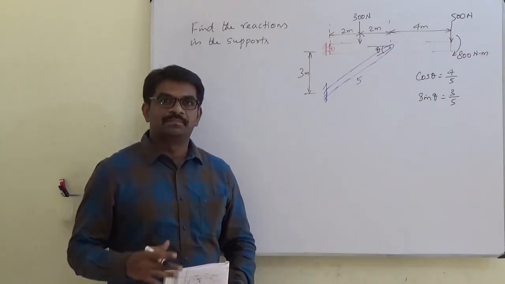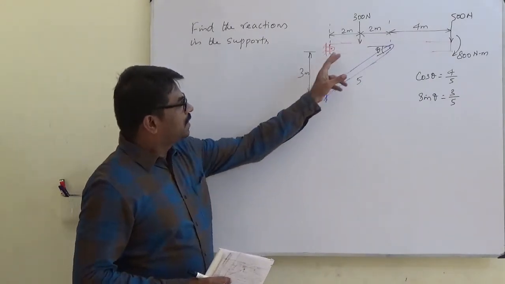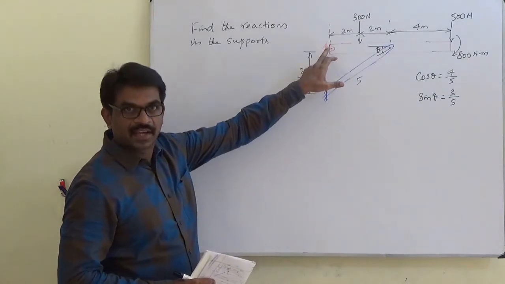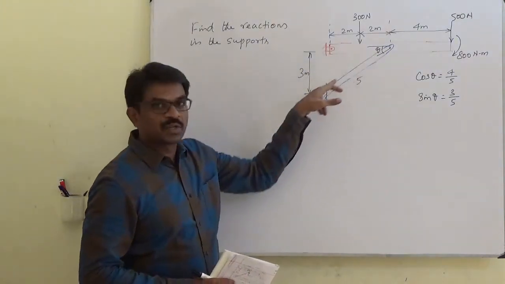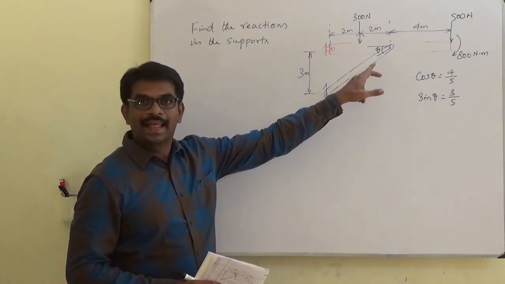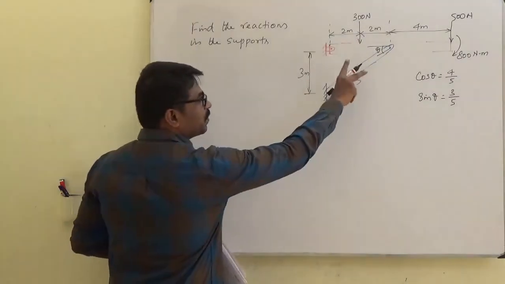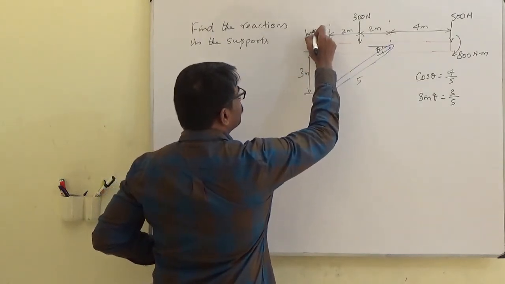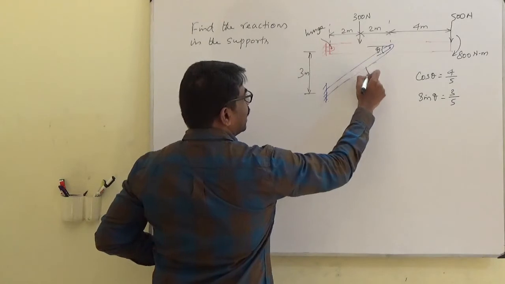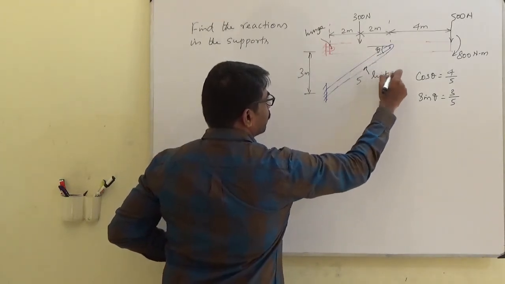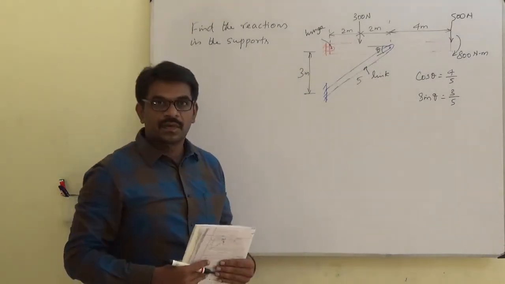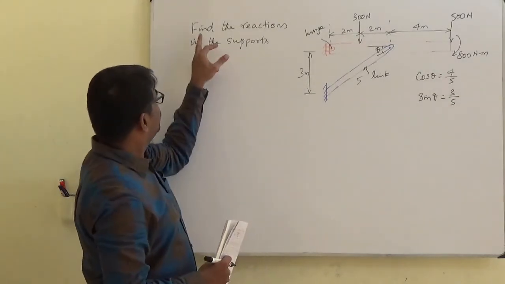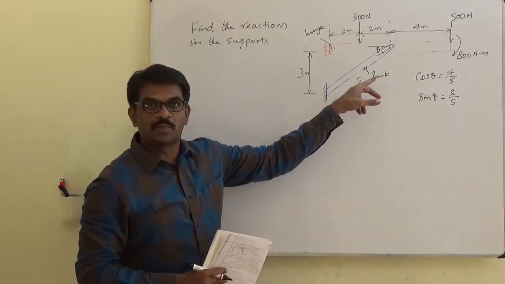Let us solve this problem. See, there is a beam and it is supported at a hinge, and there is another support through a strut or a link. So there are two supports. So it's a hinge, it's a link. Now first, what we need to find out? We need to find out the reactions at the supports.